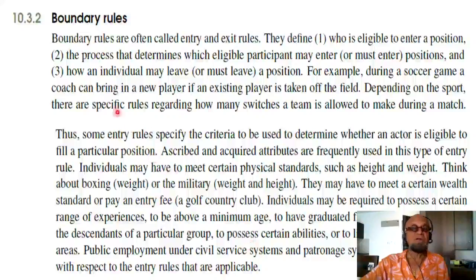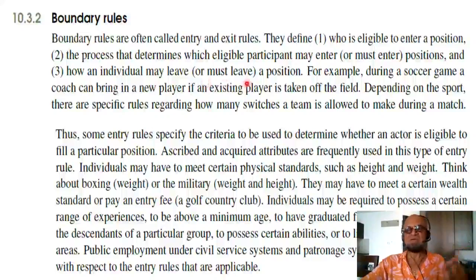Boundary rules. Boundary rules are often called entry and exit rules, obviously. They define who is eligible to enter a position, the process that determines which eligible participant may enter or must enter positions, and how an individual may leave or must leave a position.